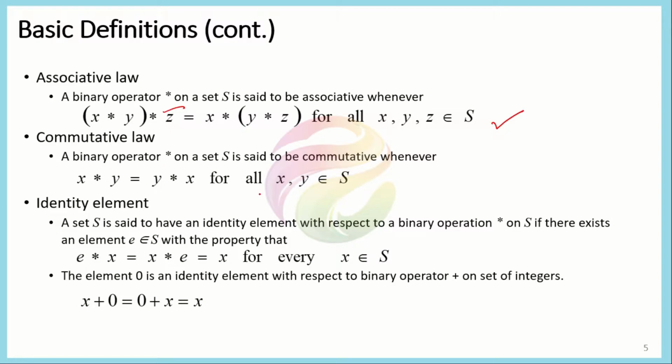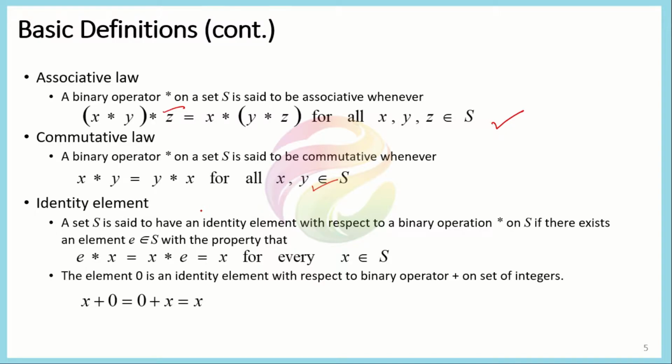Similarly, for the commutative law, if we have two operands like x and y, both belonging to a certain set S, then if we change the position, it doesn't make any effect on the result. So if you perform either x binary operator y or y binary operator x, both results should be the same.